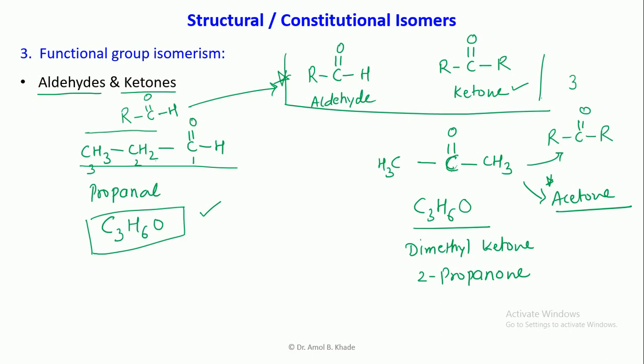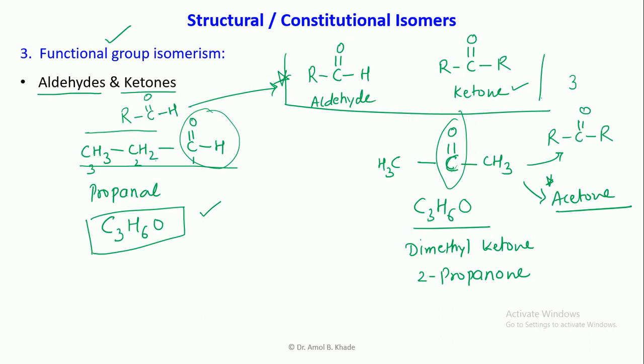So hope you have understood the functional group isomerism. In this dimethyl ketone and propanol, one is an aldehyde and the other one is a ketone. So this has the aldehydic functionality, this will have a ketone functionality, but they have the same molecular formula, but different structures. Their structures are different, their physical and chemical properties are different, but they have the same molecular formula. In this case they have different functionality, and that's why these are referred to as functional group isomers or functional group isomerism.